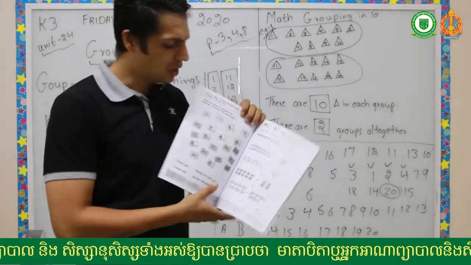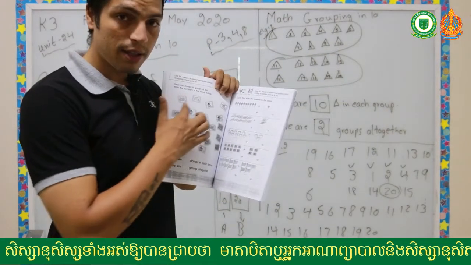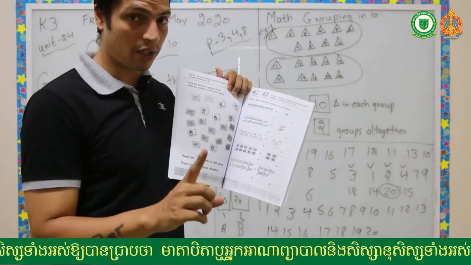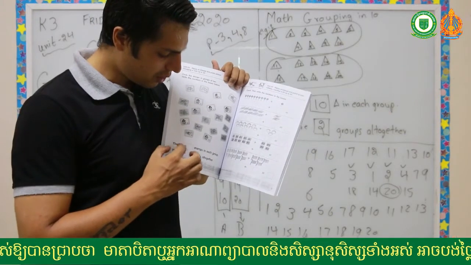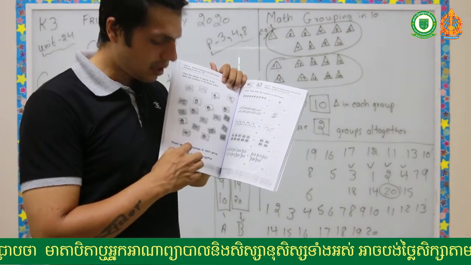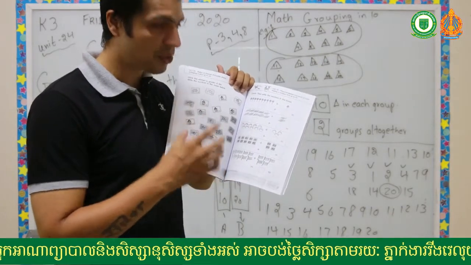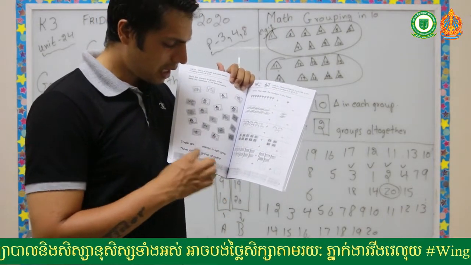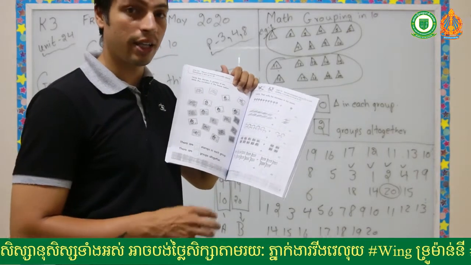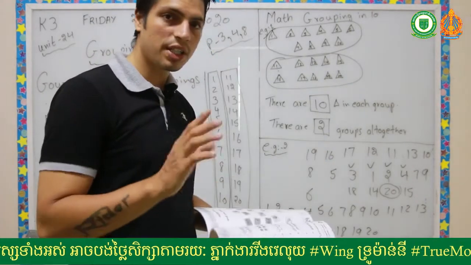So you need to do the same. You need to circle 10 stems in one group. And then write down how many groups there are. So you will find out the stems in each group. So in one group, how many stems, and how many groups are there. So this is your task 2.